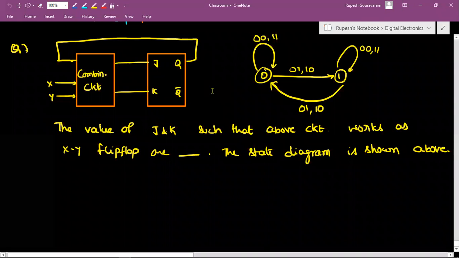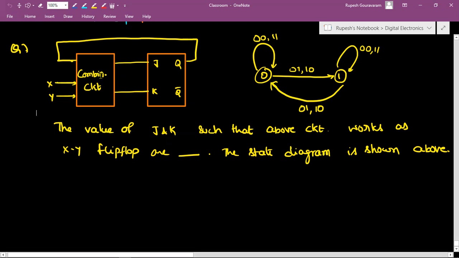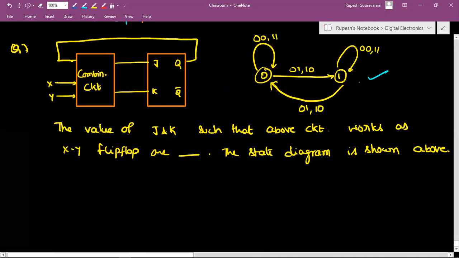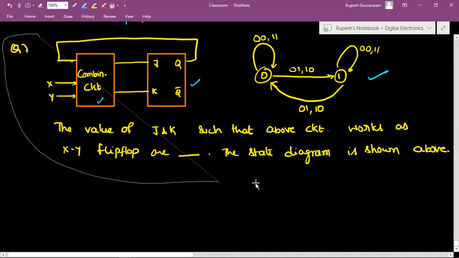Now let us see this question. A combinational circuit is given here which is connected to a JK flip flop, and the question is asked like this: the value of J and K such that the above circuit works as an XY flip flop. The state diagram is shown above. So this is the state diagram that they are giving us, and this is a JK flip flop, and this is a combinational circuit. So they are asking for the value of J and K. To solve this question, we should know what a JK flip flop is. So first of all, let us minimize this.